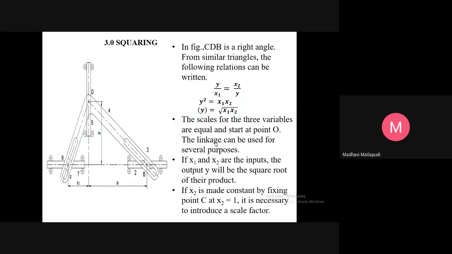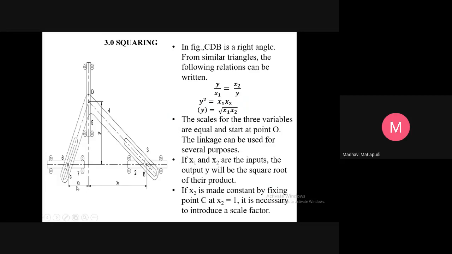Coming to the third mechanism, that is squaring. Squaring is a slight modification of the previous mechanism. See here you have three rams, that is link 2, link 7 and link 5. And you have sliders 6 and 3 pivoted on 7 and 2 respectively. And this link 2, or previously called 4, is a slotted link, kept in a bent shape or a V shape, pivoted at point D.